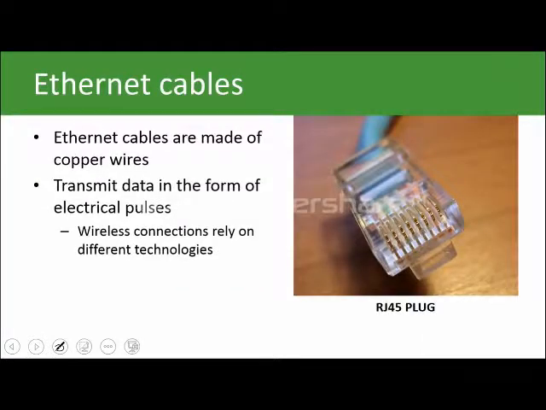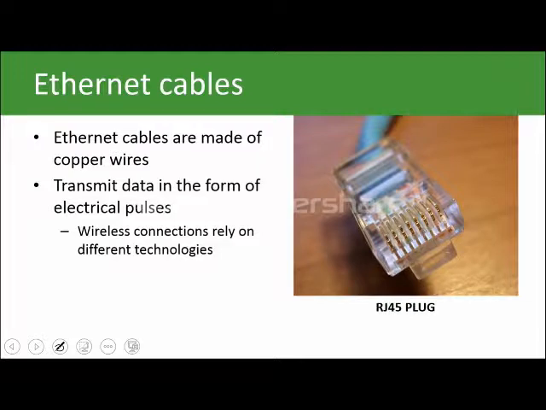And that is an Ethernet cable, right? Ethernet cables are made of copper wires. They transmit data in the form of electrical pulses. Wireless communications rely on entirely different technologies, radio signals. So keep in mind that copper cables transmit data in the form of electrical pulses.